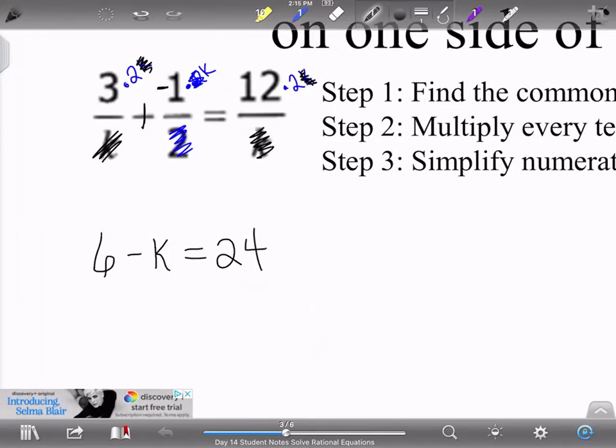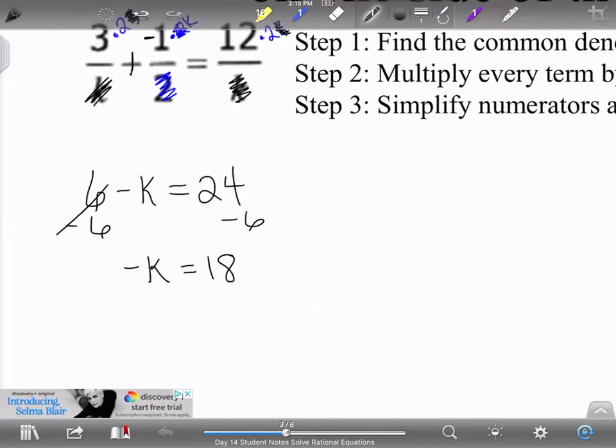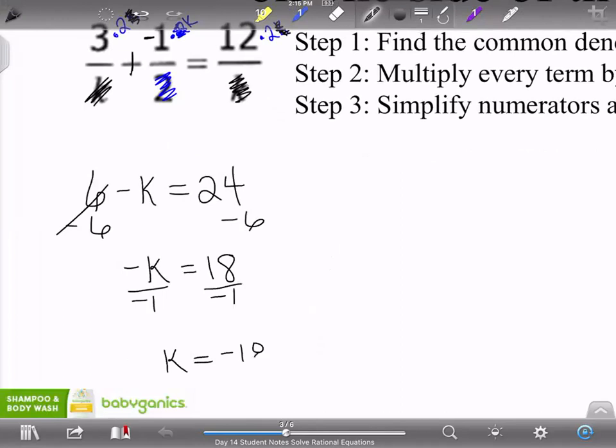So I would subtract 6 from both sides, cancel this out. So -K equals 18. Can't leave this as your answer because you have that negative. So you want to divide by -1 or multiply both sides by -1 to get K equals -18. And that's your final answer.